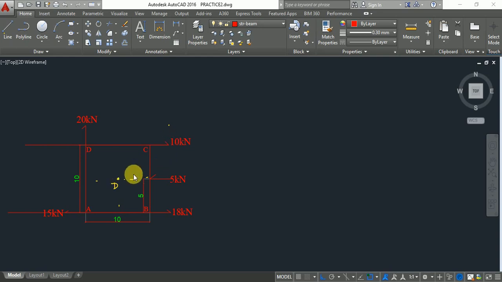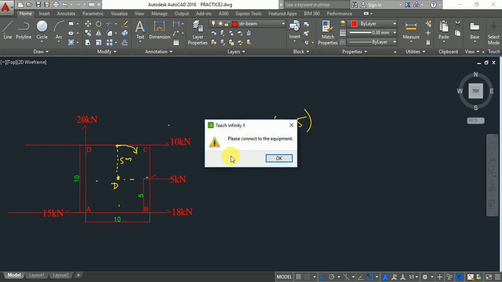So 10 kN. What is the perpendicular distance of this 10 kN? If I drop a perpendicular along the line of action of this force, this is 5 meters. So the force is 10 and the perpendicular distance is 5. Now what is the sign convention? If I fix this point and the force starts to move in this direction, it will rotate in clockwise direction. So I will take the sign convention as positive, that is clockwise moment.